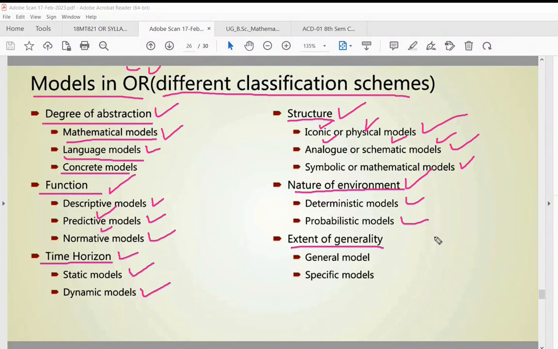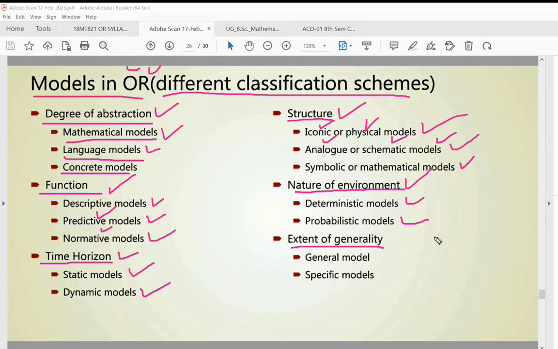Deterministic means I know at what time the operation is going to complete. Those types of operations are called deterministic operations. In those operations, if a problem is raised, you define how you are going to solve it immediately in order to resolve that problem. Those types of models are constructed in case of OR. Those are called deterministic models.